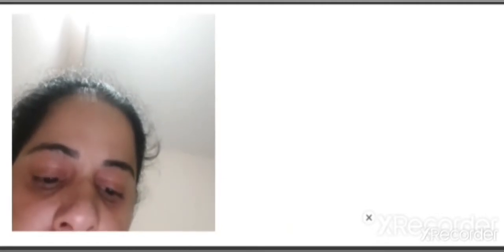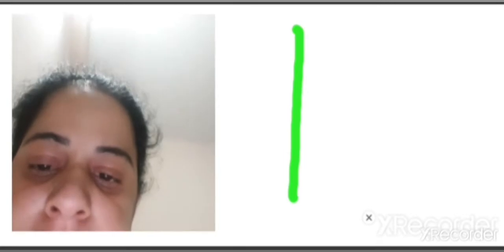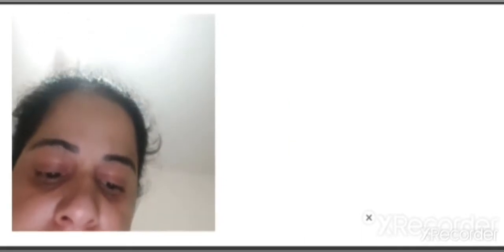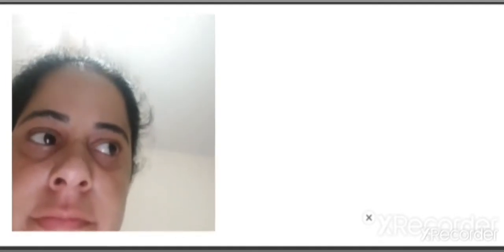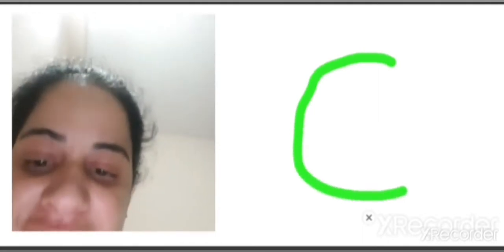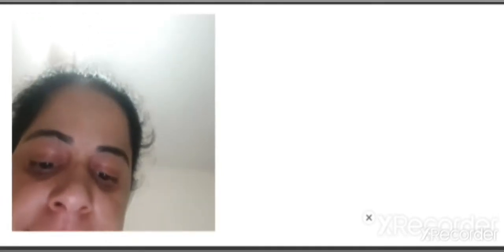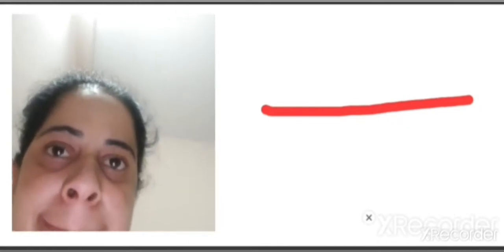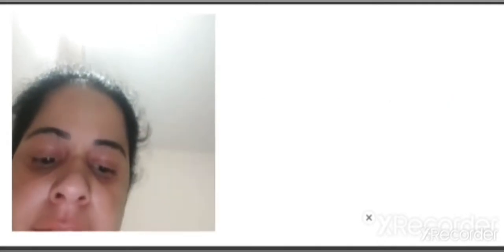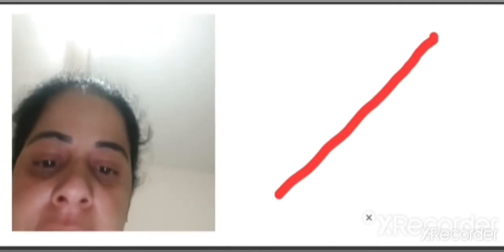Now I will draw and you have to tell me which line this is. Yes, tell me which line is this? Standing line, very good. Now I draw the next line. So my next line is, what is this? C, left curve. Very good, very good. Now I will draw another line. Which line is this? Very good. It is sleeping line. Very good. And now you have to tell me which line is this? Slanting line. Very good.